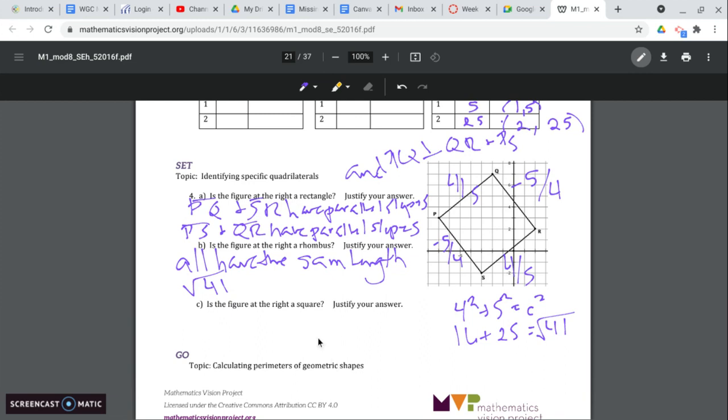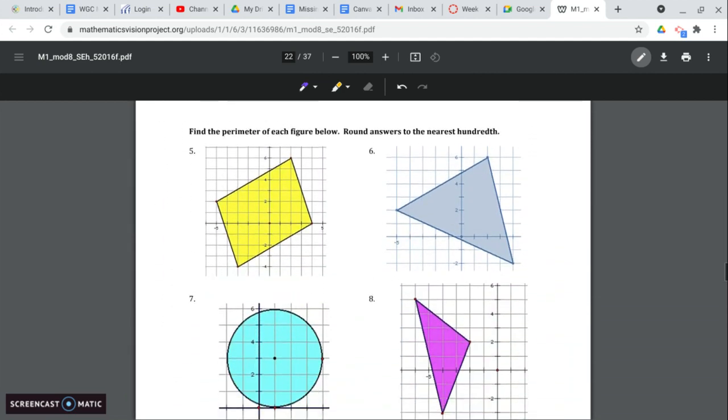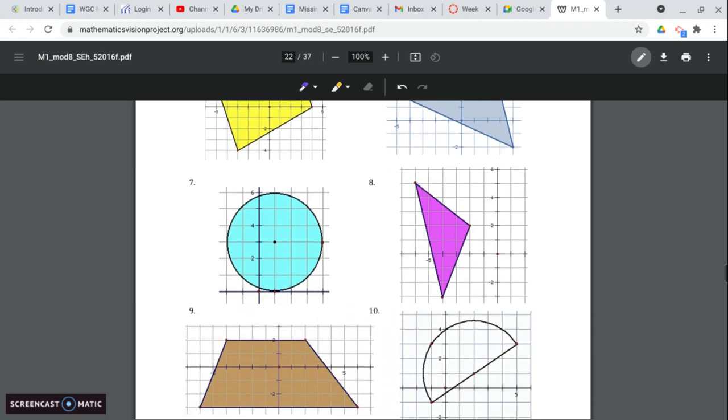Now, what you need to figure out is if it's a rectangle and a rhombus, does that make it a square? That's what you have to figure out. All right, the last section is find the perimeter of each below, round your answers to the nearest hundredth. So what that means is you need to find the distance and length of every single side and then add them together.